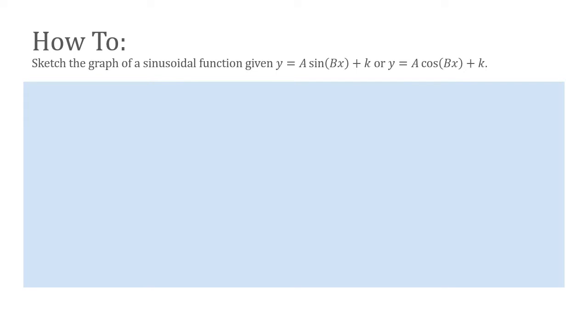Here are some steps to keep you organized. Step 1. Identify the amplitude and whether there is a horizontal reflection. The amplitude is equal to the absolute value of a. If that a value has a negative in front of it, then that's what tells you there's a horizontal reflection.